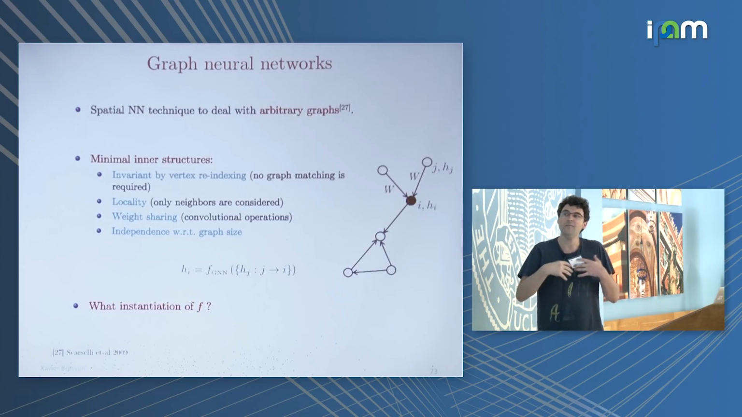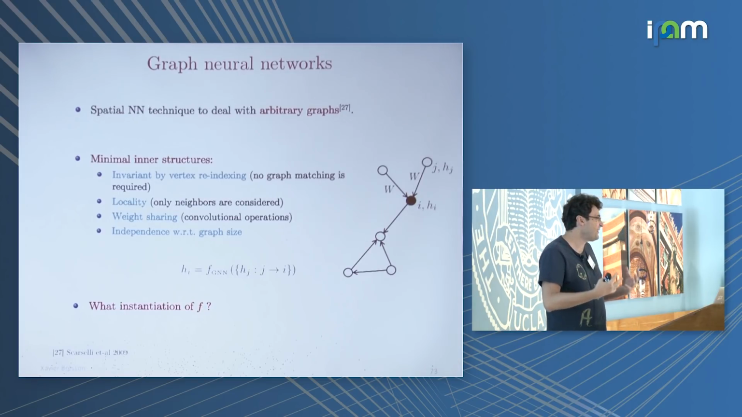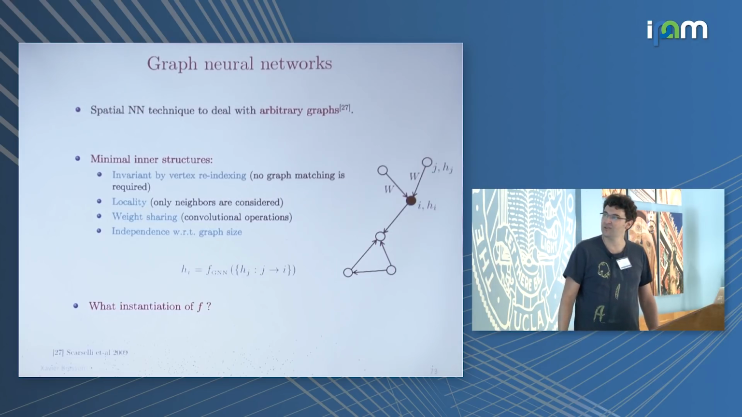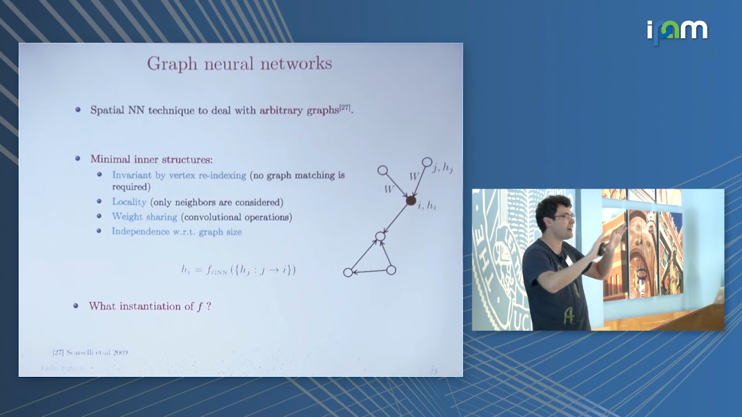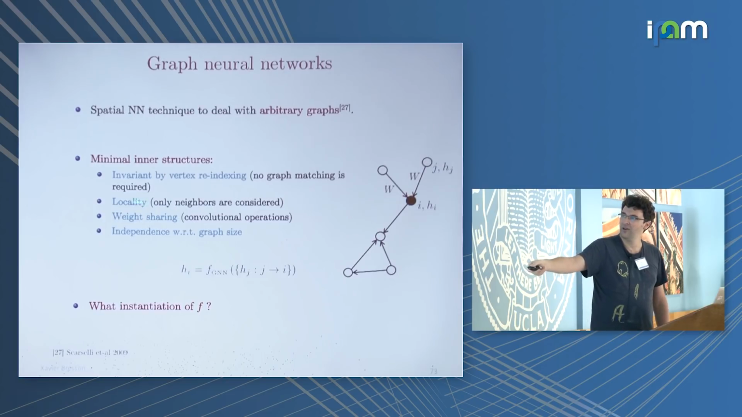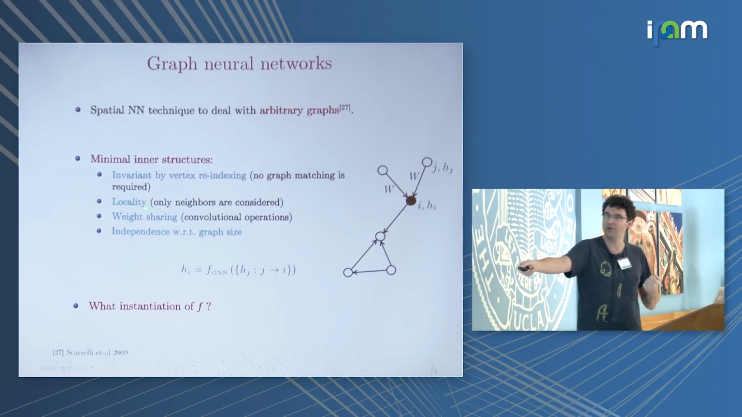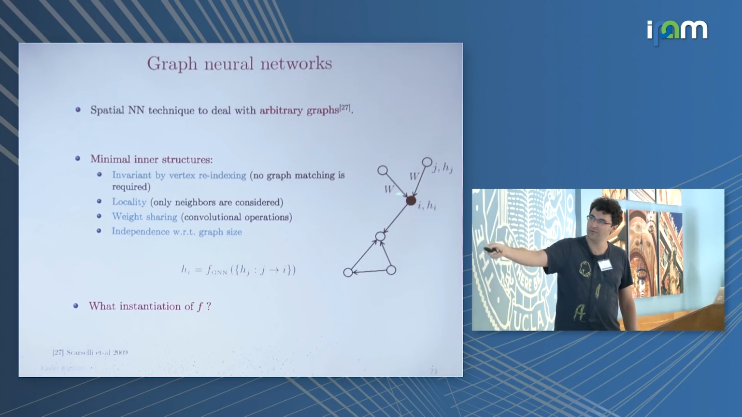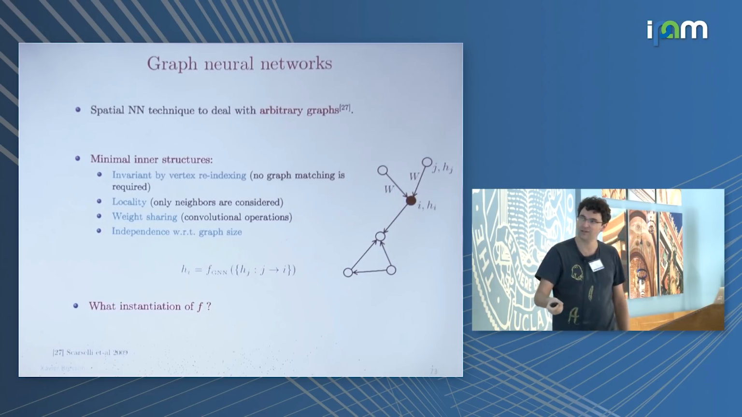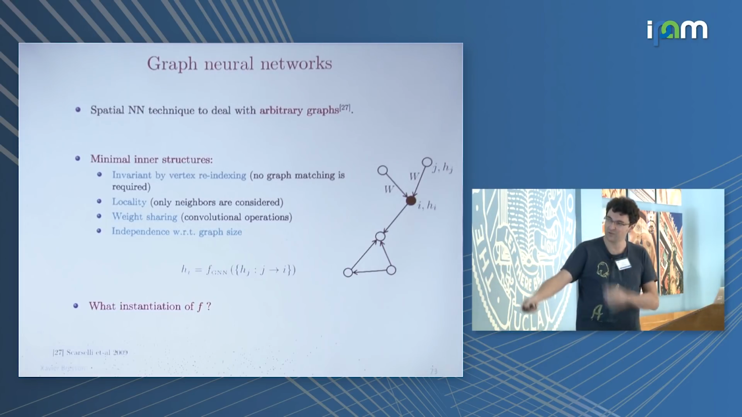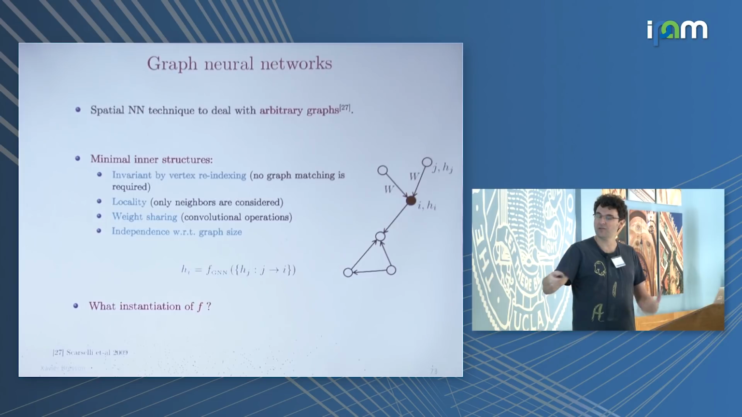The idea is, what is the minimal inner structure you need to design neural networks for arbitrary graphs? First, you want to be invariant by vertex reindexing. So you don't want to solve the graph matching problem each time you have a new graph. Then you want locality. Remember again, locality is very important for discrimination, so only the neighbors must be considered. You also want weight sharing, so you will apply convolution between the neighbors, and you want to be independent of the graph size. So this hidden vector is the most generic transfer equation you can do from the neighbors to the central vertex.